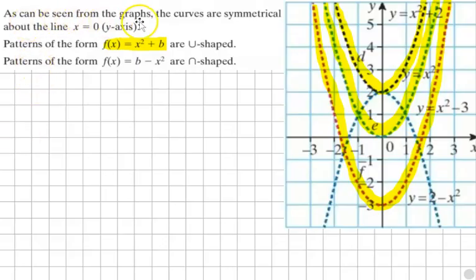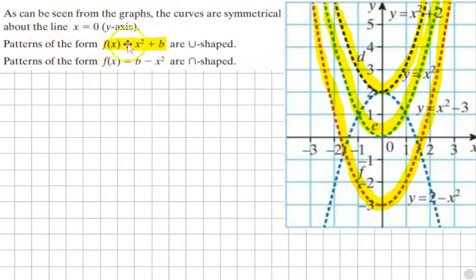As can be seen from the graphs, the curves are symmetrical about the line x is equal to 0, so about the y-axis. We can see that the curves are symmetrical. So the y-axis forms like a mirror line, and we've got the same shape on either side of the y-axis.